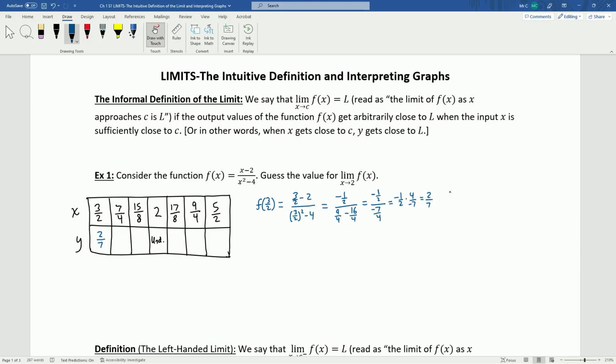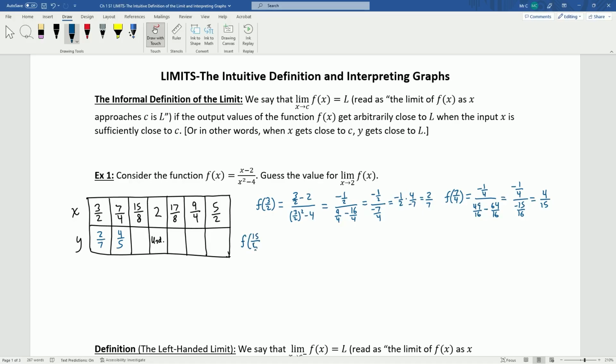All right, so let's take a look at f of 7/4. So 7/4 minus 2 is -1/4. 7/4 squared is 49/16 minus 4, which is 64/16. That makes -1/4 over -15/16. Multiply by the reciprocal, the negatives cancel. 16/4 is 4. I get 4/15 here. Okay, let's do the rest of these here.